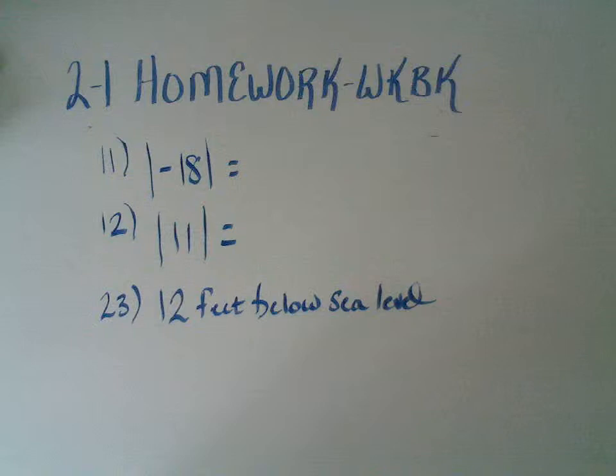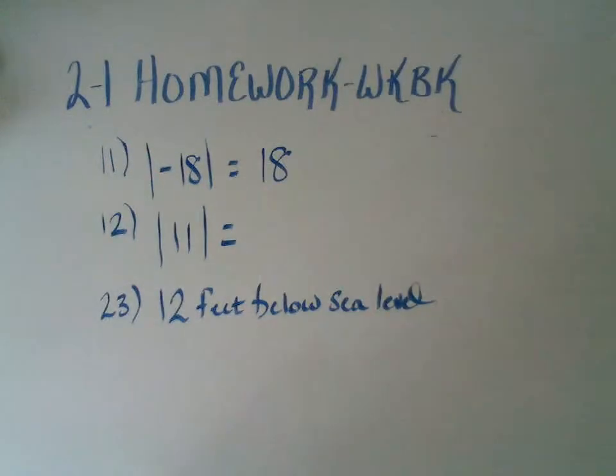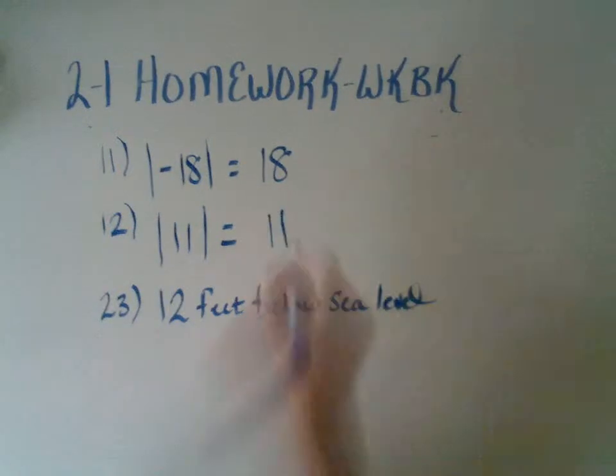So where we've got negative 18 there, that would be 18 jumps away from 0 on the number line. So the answer here is 18. Similarly, with question 12, where they're asking us to find the absolute value of 11, that's 11 jumps away from 0 on the number line. So the answer there is 11.